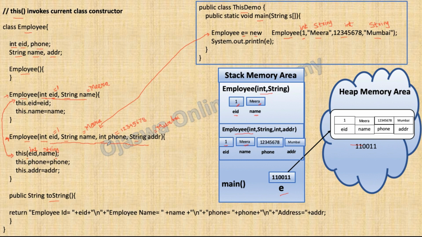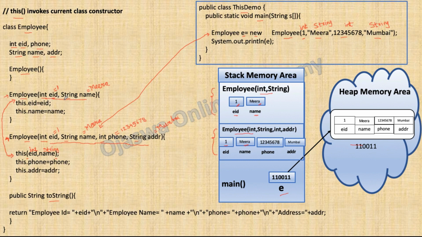So now you have to understand one thing. The local variable names are the same. You can take different names also. I have taken the same names, but the variables are different. These local variables, this EID and this name, belong to this particular constructor. It has different memory on the stack. And the local variables EID and name belonging to this constructor have a different memory section on the stack.